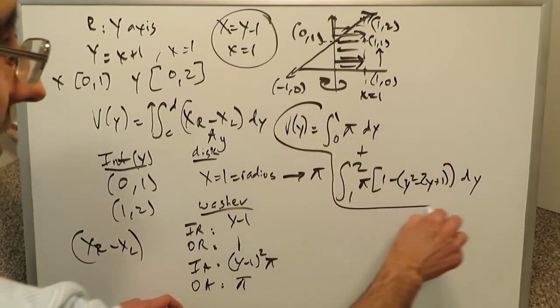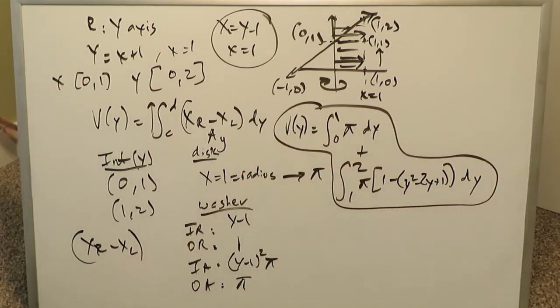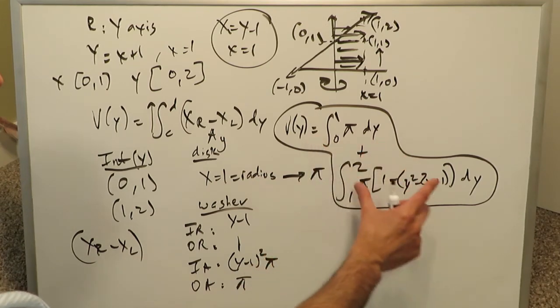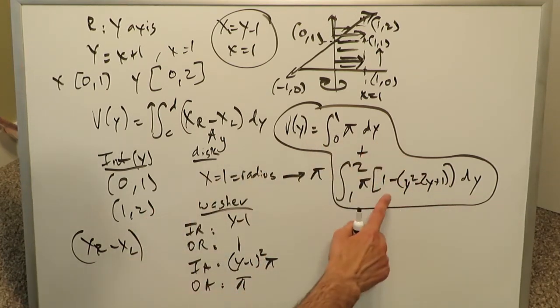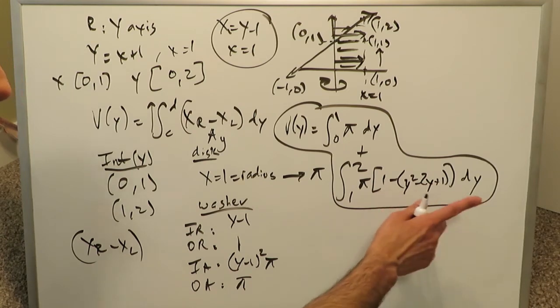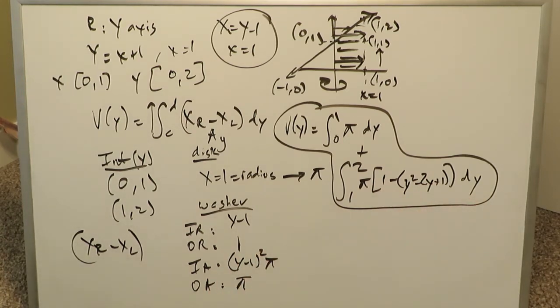This right here represents my integral for this volume, one part represented by the disk method, the other part represented by the washer method, outer area minus inner area, everything with respect to dy. And now we have to just compute and take this to completion.